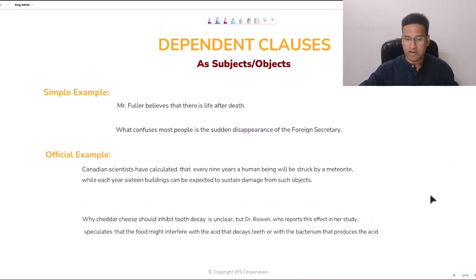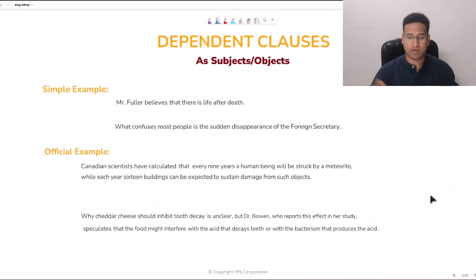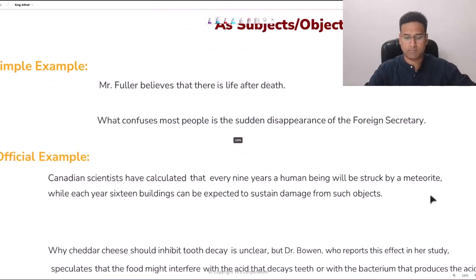Now we come to the third and final function of dependent clauses, and that is as subjects or objects within clauses, okay, within bigger sentences. For example, let's start with simpler examples. Mr. Fuller believes that there is life after death. Interesting, and I'm going to zoom in a little bit over here.